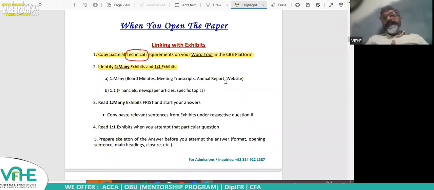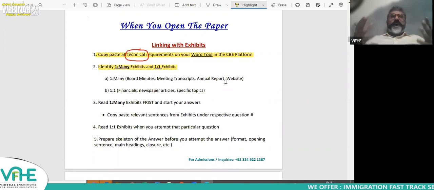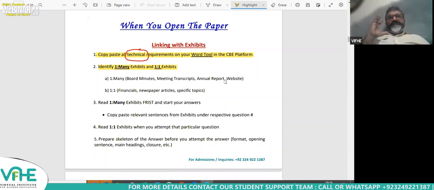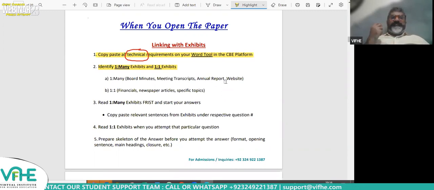And what about 1:1 exhibit? Straightforward, right? 1:1 exhibits are very specific exhibits. They can only be used in one particular question. So they will be short. They will be to the point. So it can only be used in one question, whereas 1:many exhibits are expected to be used in multiple questions. So we will have to judge which exhibit is 1:1 and which exhibit is 1:many.